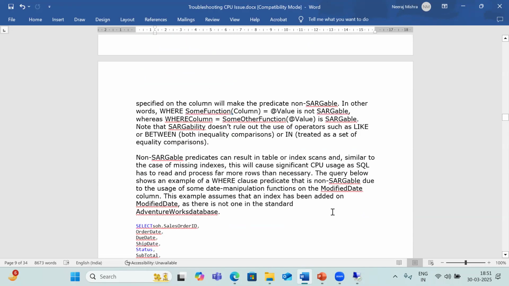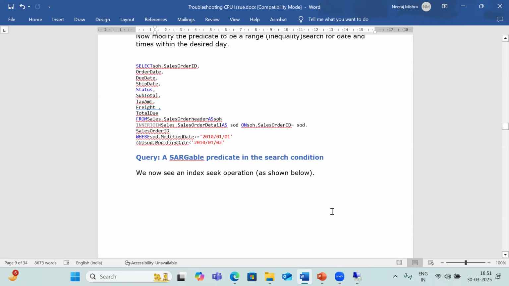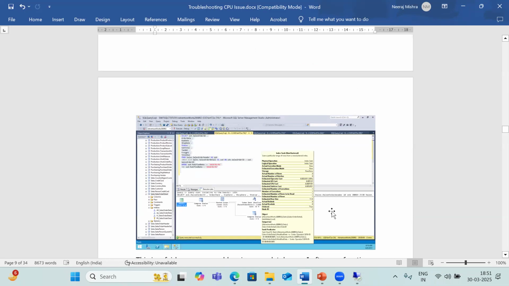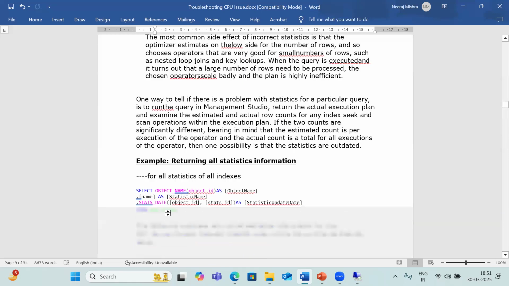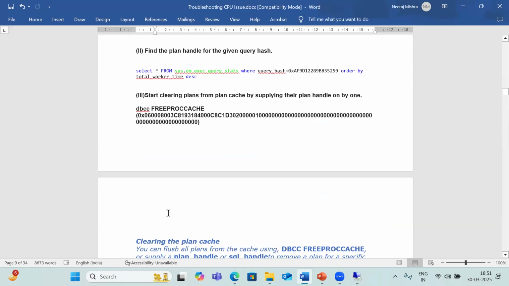I need the comparison between last execution time, total elapsed time, and total worker time. What is the difference between them? I'm coming to that. That is in the agenda. Okay, let us go there.